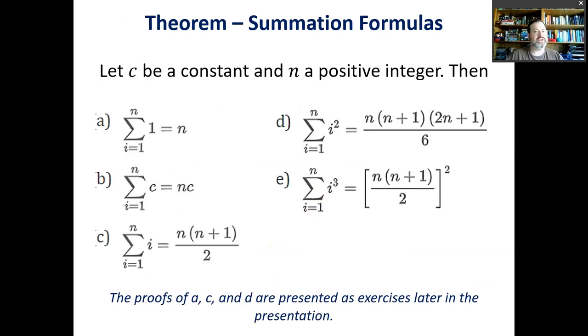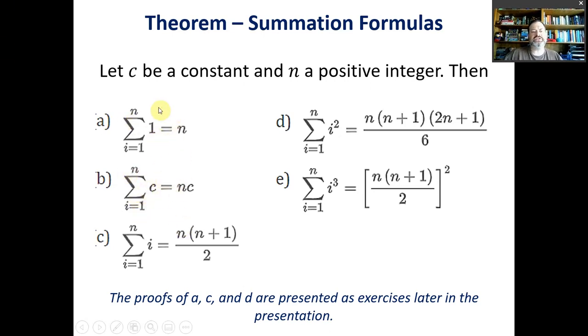Here's another theorem. So these are the summation formulas. I'm going to prove A, C, and D later. You are responsible for all three of those proofs. So let's go through it and see what's going on here. The sum of 1, n times, is n. So 1 plus 1 plus 1 plus 1, n times, gives you n. So if I add up 1 three times, 1 plus 1 plus 1, does that equal 3? Of course it does. So this one's not too bad.